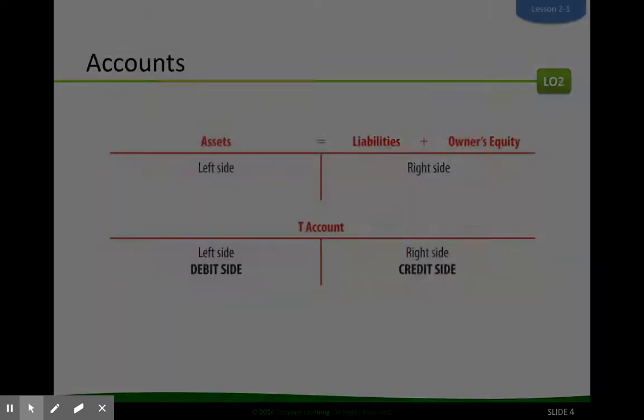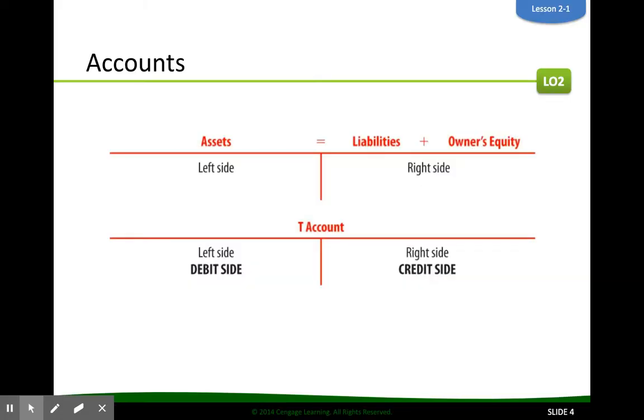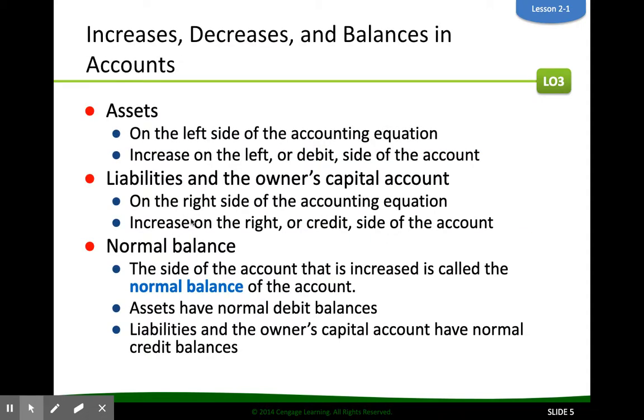Liabilities and owner's equity. Let's look back at our account here. Liabilities and owner's equity are on the right side of the accounting equation. So they increase on the right, or the credit side. So when we say an asset increases on the left side, you could also say that the normal balance of an asset is a debit. You could say the normal balance of liability and owner's equity is a credit. Normal balance is the same thing as saying what side of the account an account is increased on. So that is what normal balance means.